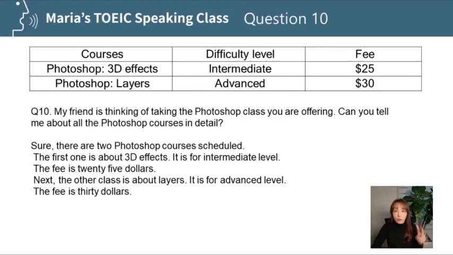자, 또 next, 또 다른 2개 중에 one, 나머지 하나, the other. one, the other 이렇게 돼요. Next, the other class is about layers 이거고, it is for advanced level. 상급자를 위한 거고요. 비용은 the fee is $30. 이렇게 처리해 주시면 되겠습니다.